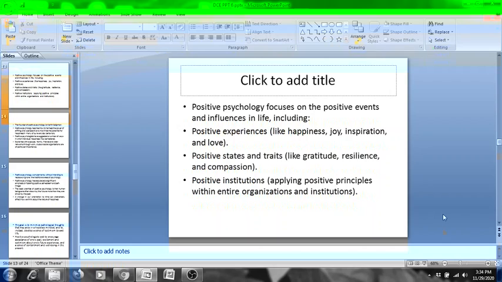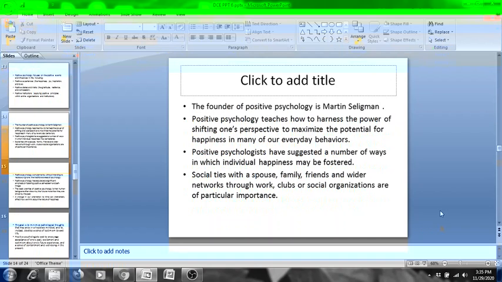Positive psychology focuses on the positive events and influences in life, including positive experiences like happiness, joy, inspiration, and love, positive states and traits like gratitude, resilience, and compassion, and positive institutions applying positive principles within entire organizations and institutions. The founder of positive psychology is Martin Seligman.